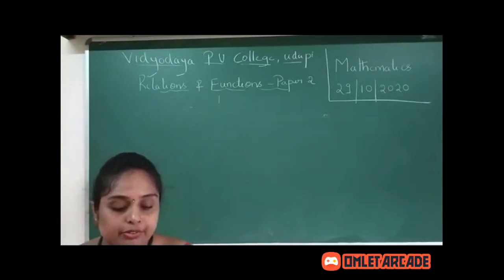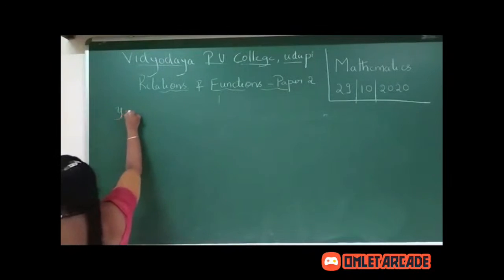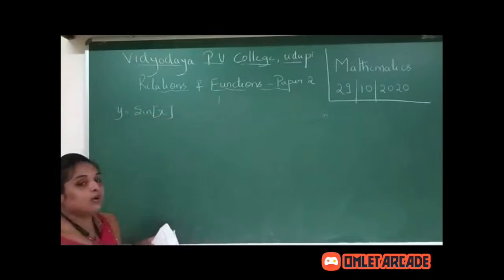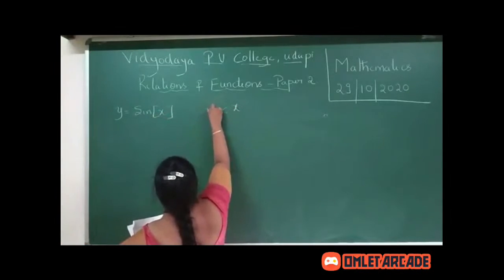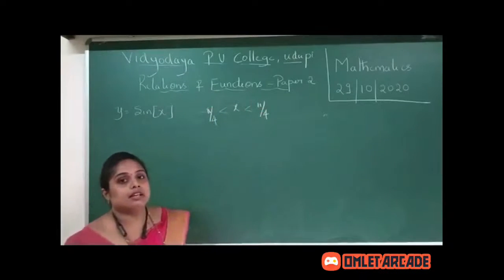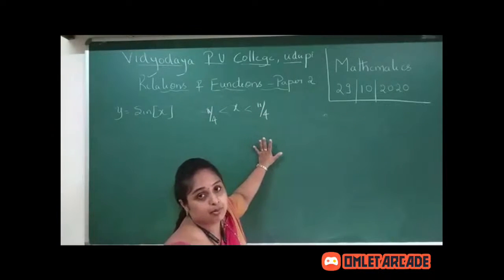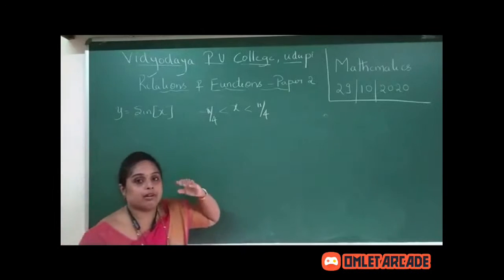Next, we need to find the range of y equals sine of greatest integer x, where x lies between minus pi by 4 to pi by 4. I have made one mistake there. While giving the print, I gave pi by 2. Just make it pi by 4. Sorry, it should be minus pi by 4 to plus pi by 4.